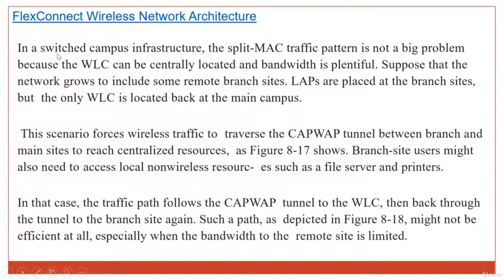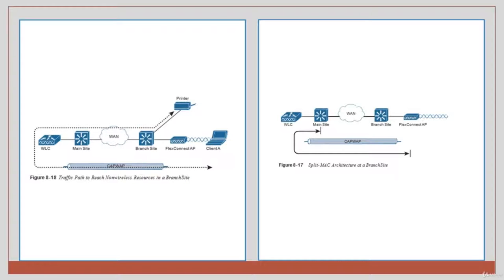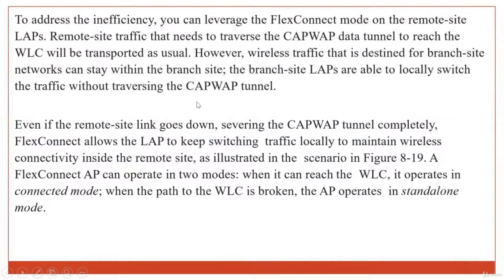Now, what's the solution? The solution is the FlexConnect wireless architecture. What will happen in FlexConnect, we can understand from the diagram as well. We have two types of architecture. First is the split MAC. Split MAC means you have your central authority WLC. You can go to the WLC and come back. Again, you can see that you have the CAPWAP tunnel, and the same thing you can see in the other diagram as well. You can go to the WLC, and suppose you have a local printer on the switch system, you are going there.